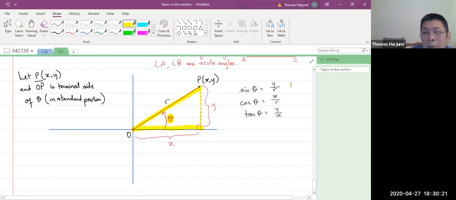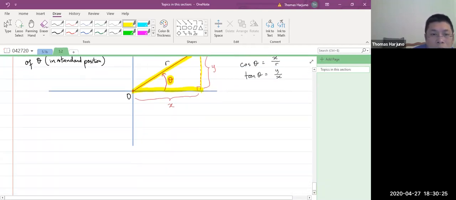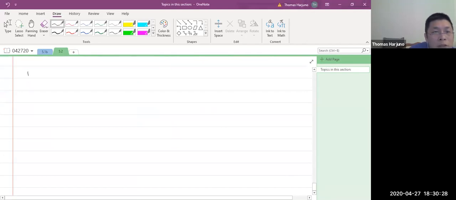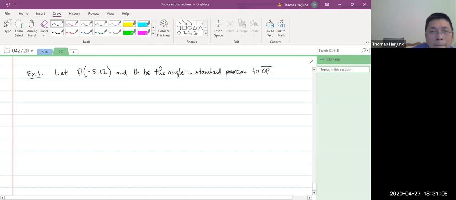Okay, now suppose for example, let P be the coordinate (-5, 12), and theta be the angle in standard position to OP. So pictorially it looks like this.